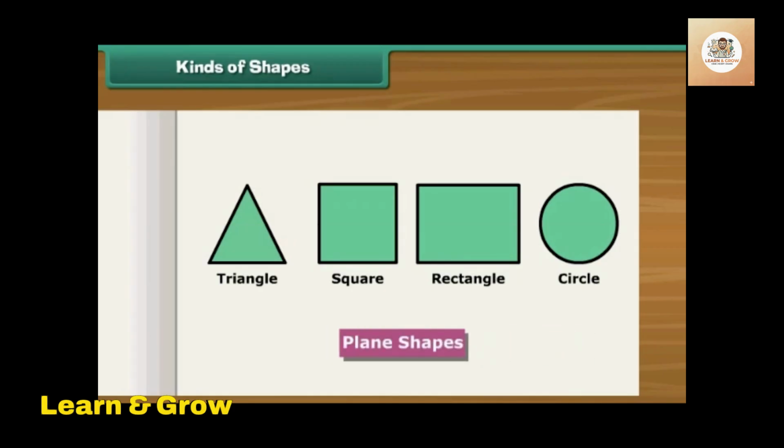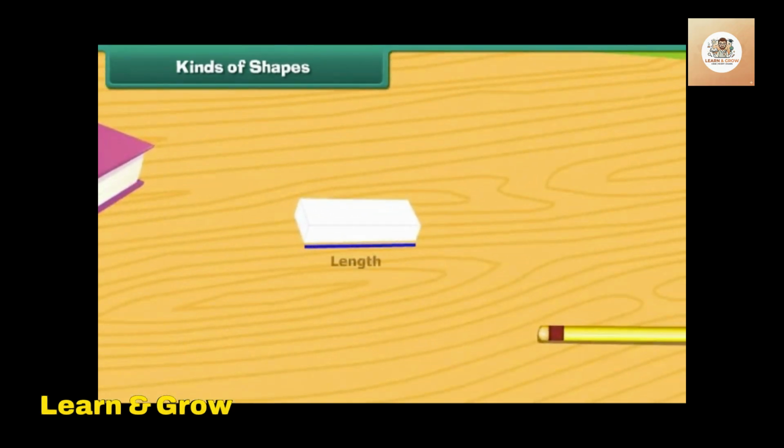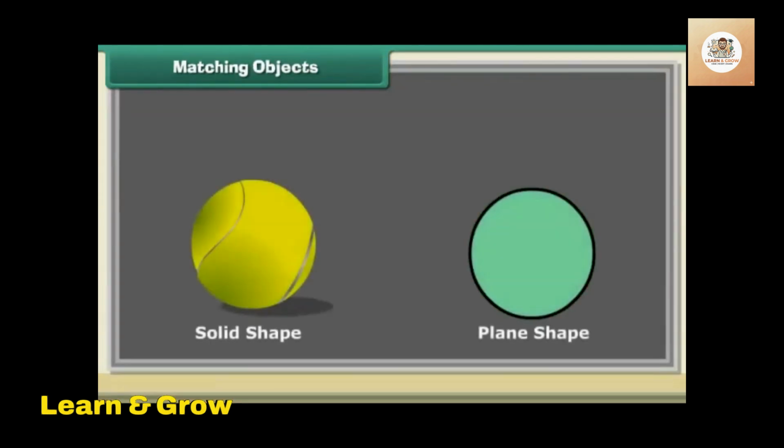Plane shapes are also known as 2D objects. Solid shapes are also known as 3D objects. All 3D objects have depth which 2D objects do not have. Matching objects. We can match solid shapes with plane shapes.